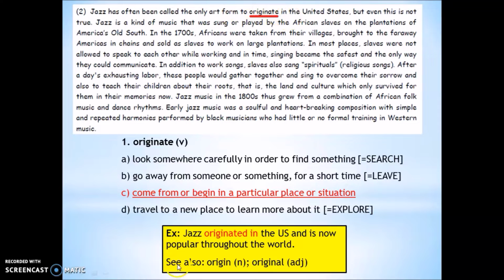Okay, so I also included some items that can help you with memorizing this word, with learning this word. Origin as a noun and original as an adjective. So these can help you if you add them in your vocab journals. This can help you to learn these words in a meaningful way.